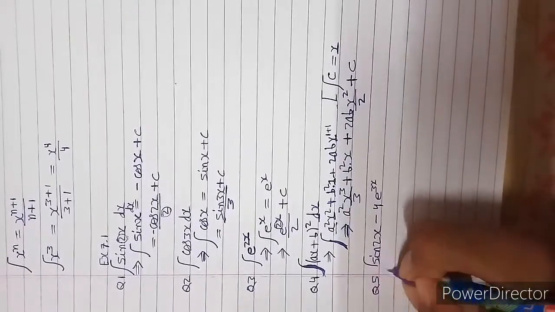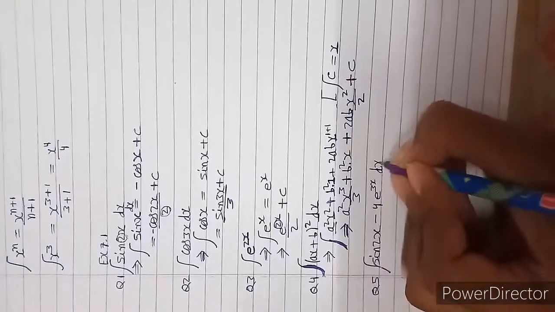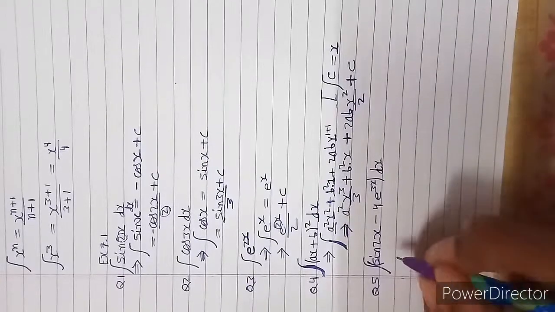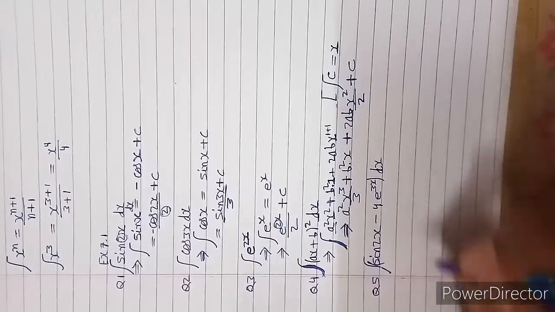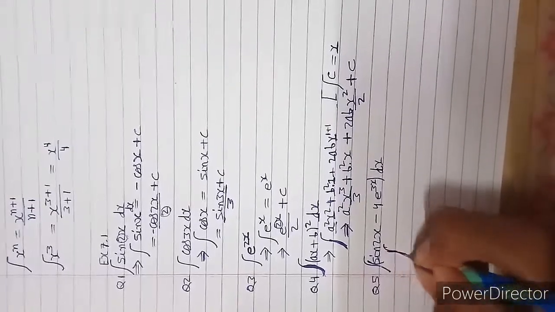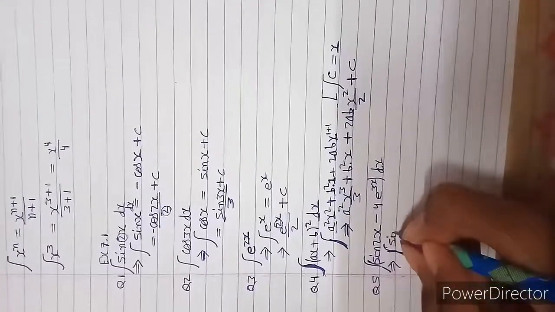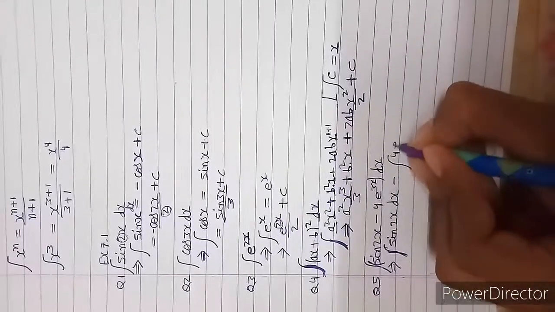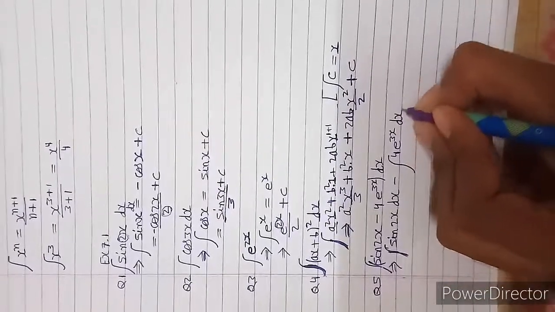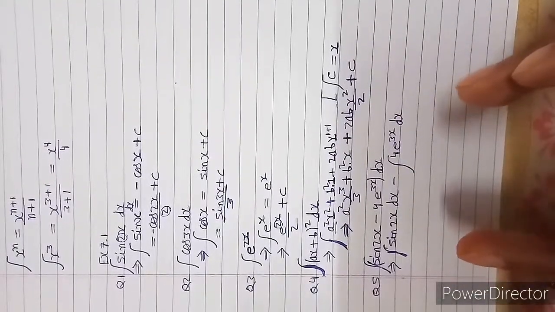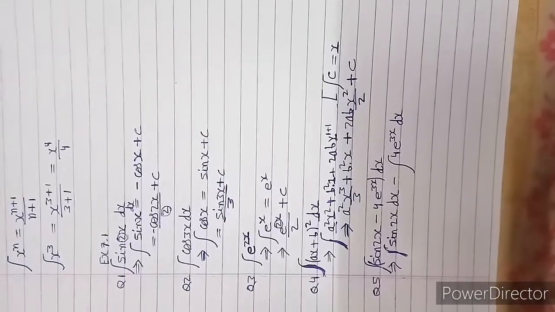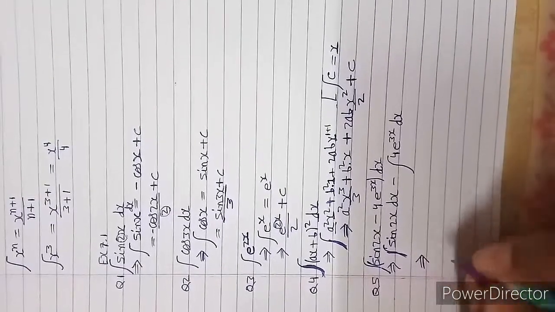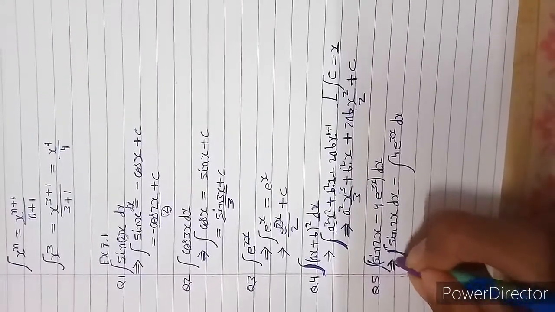We have to integrate it. So here what you can do is you can split the integration. You can also write it as the integration of sin 2x dx minus the integration of 4 e to the power 3x dx. You can also write it as this, or you can do it directly. That depends upon you. We have to use formulas only. These are very easy questions.